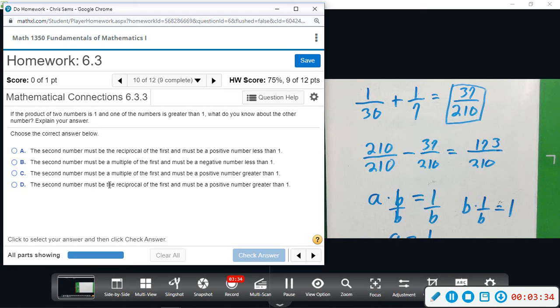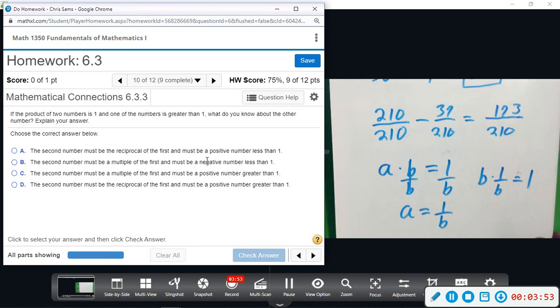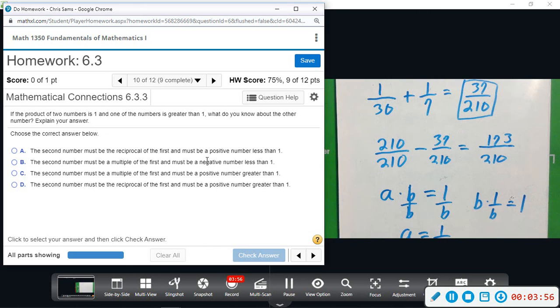The second number must be the reciprocal of the first and must be a positive number. The second number must be the reciprocal of the first and must be a positive number greater than 1. Okay, so it doesn't have to be positive, but I guess that's the definition we're going with. So just as long as they're reciprocals of each other.